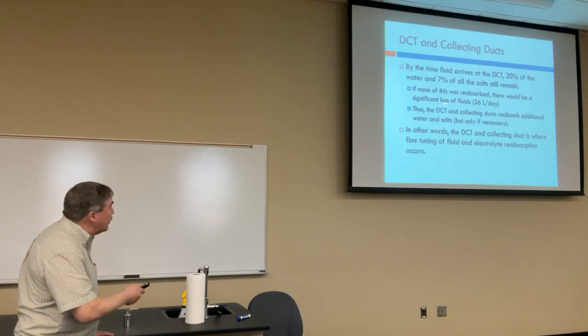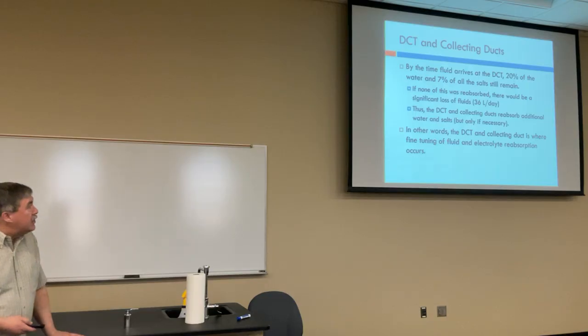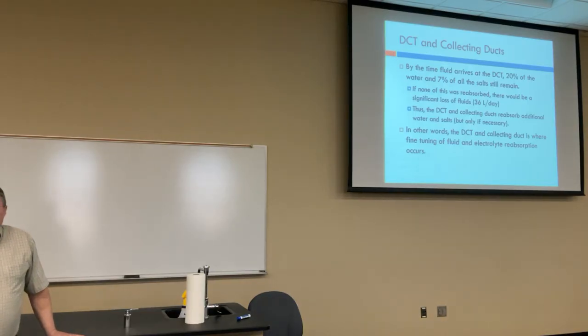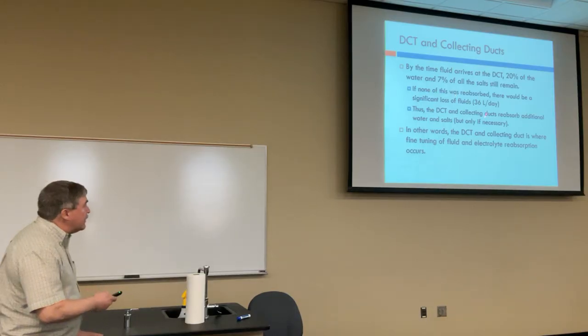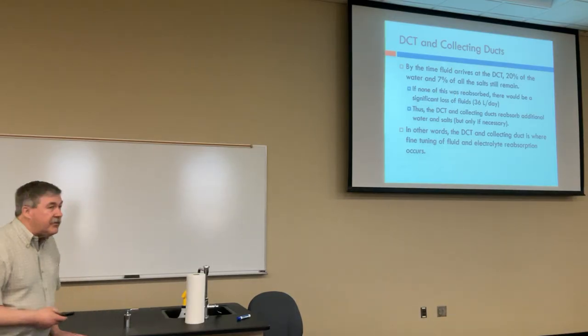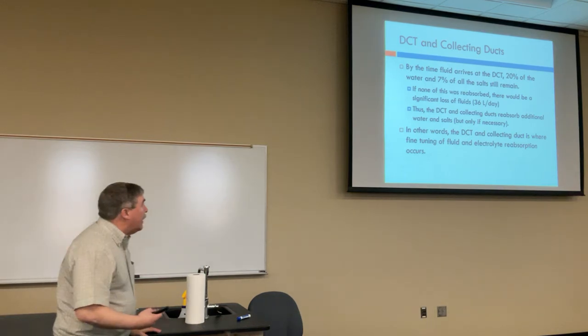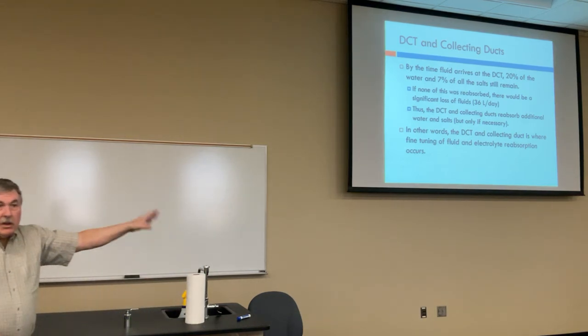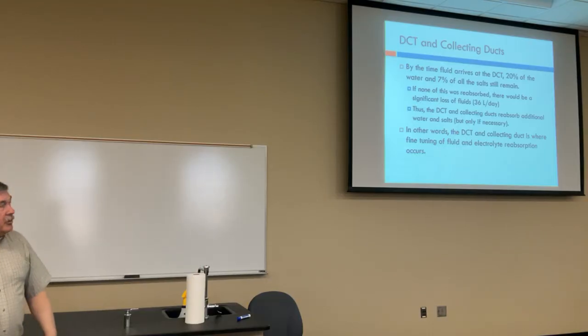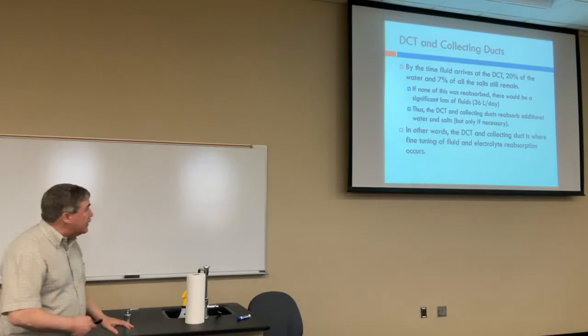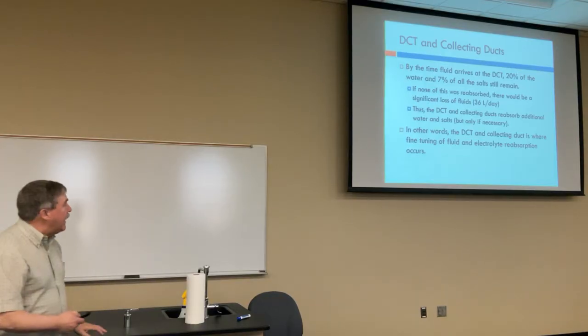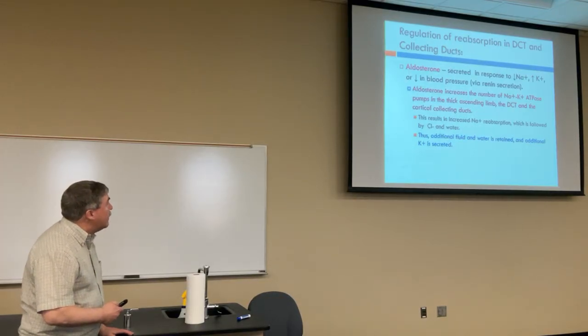So the distal convoluted tubule and the collecting ducts reabsorb additional water and salts, but only if necessary. In other words, the distal convoluted tubule and collecting duct is where fine-tuning of fluid and electrolyte reabsorption occurs. Okay. So I thought of a good analogy to help you remember the relative amounts of water that are reabsorbed in the different parts of the nephron. But I think I'll wait until we go through reabsorption in the distal convoluted tubule and the collecting ducts before I show you this analogy that I just came up with off the top of my head earlier today.